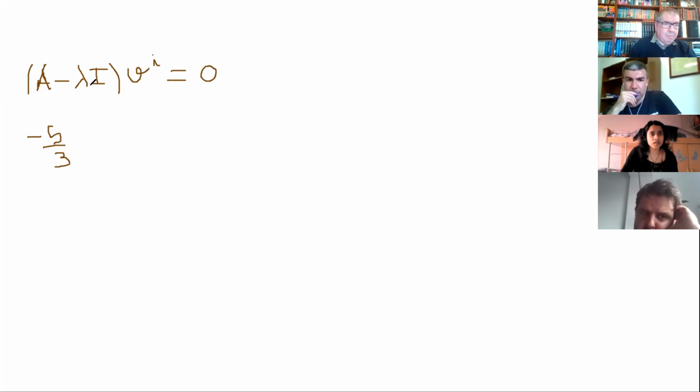Okay, is it A minus lambda I or lambda I minus A? Isn't it the same? We are saying it's equal to 0. Yeah, you just multiply by the inverse sign, by minus 1, no? You multiply by minus 1 on the left, and on the right you get 0 again. So it's immaterial. They are equivalent.